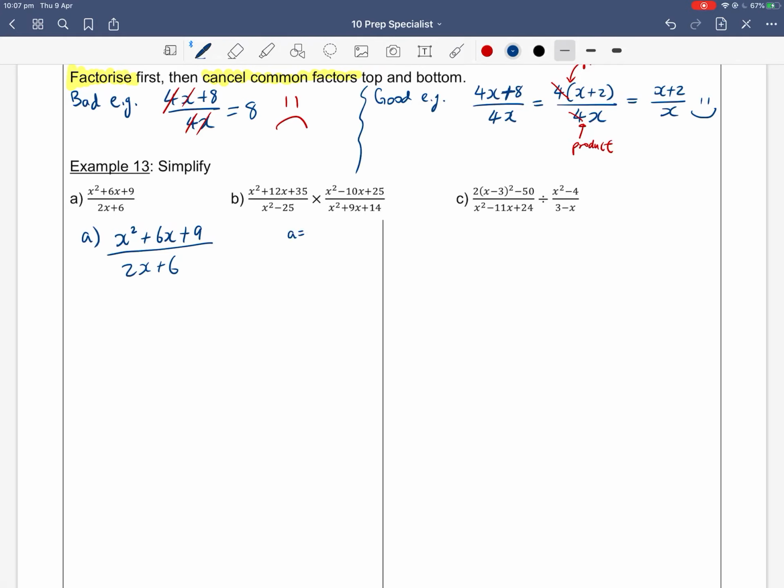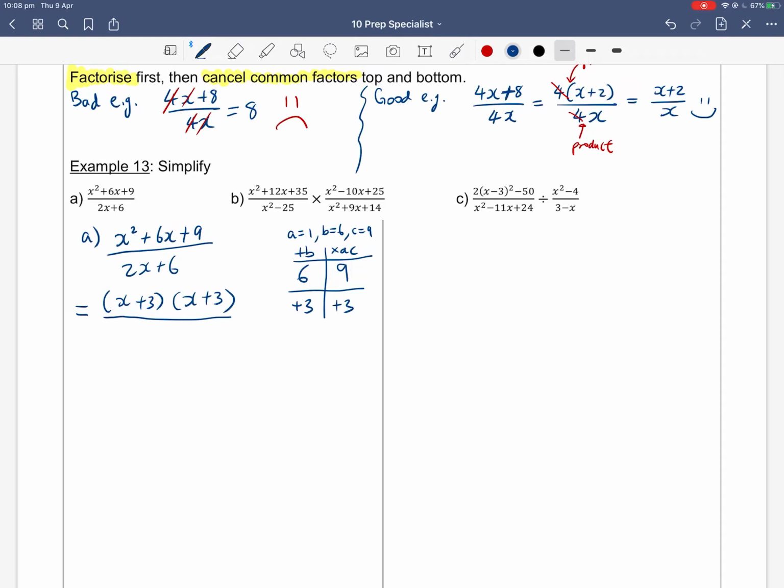So A in the top is 1, B is 6, and C is 9. So if I do my plus B times AC table, B is 6, A times C, 1 times 9 is 9. So I'm thinking of two numbers that multiply to become 9 and add to become 6. So positive 3 and positive 3. So back over on the left, when we're factorizing the top, we have x plus 3 times x plus 3.